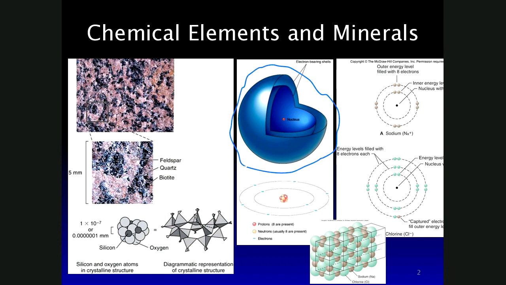All atoms have a nucleus at the center and electrons surrounding the nucleus, like is shown right here, right? The nucleus has protons and neutrons, and these blue dashes are electrons. Electrons revolve around the nucleus in definite orbits called electron shells. Right here we see sodium, what we call an ion, shown.